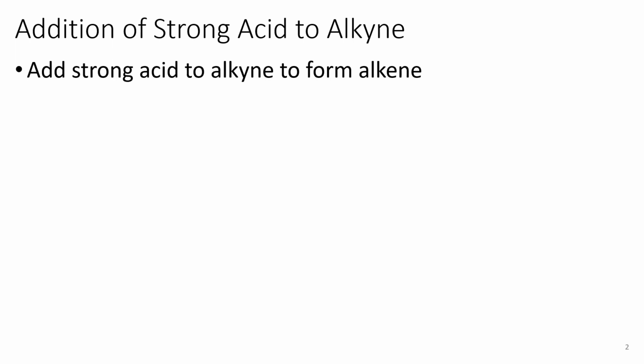So first off, we're going to see the addition of the strong acid to the alkyne. And here we're going to be adding that strong acid, something like HCl, something like HBr, to the alkyne, and it's going to end up generating for us the alkene. So with this, we have our alkyne, and I'm just going to show a terminal alkyne. So we once again have that difference in substitution of the carbon atoms. So to this, if we add our strong acid, we end up generating the alkene.